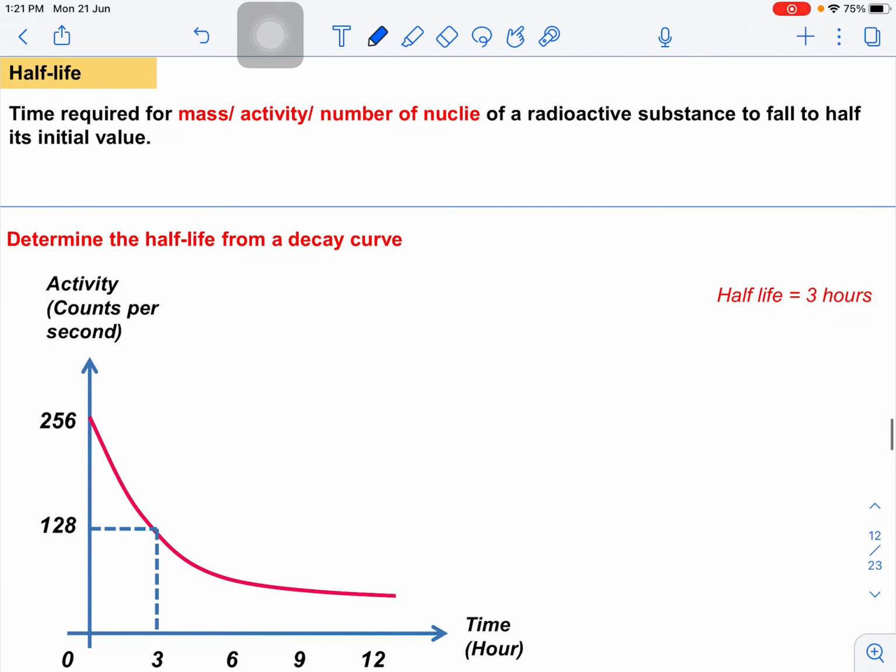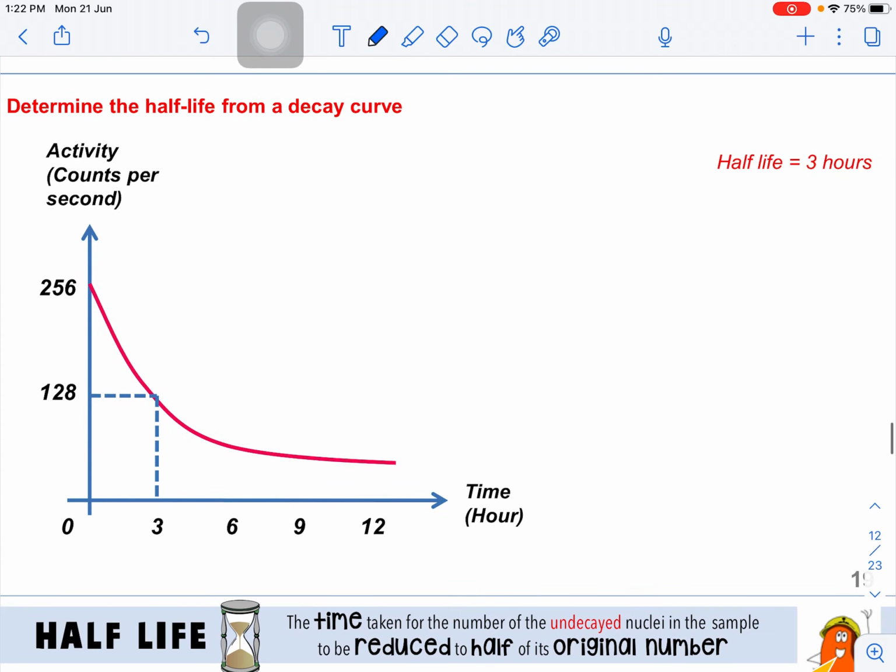Okay. So we go for an example. Half-life is the time required for a mass or activity or the number of nuclei of a radioactive substance to fall to half of its initial value. Determine the half-life from a decay curve. The y-axis, the vertical axis, is activity, and the unit is counts per second, and the x-axis is the time in the unit of hours.